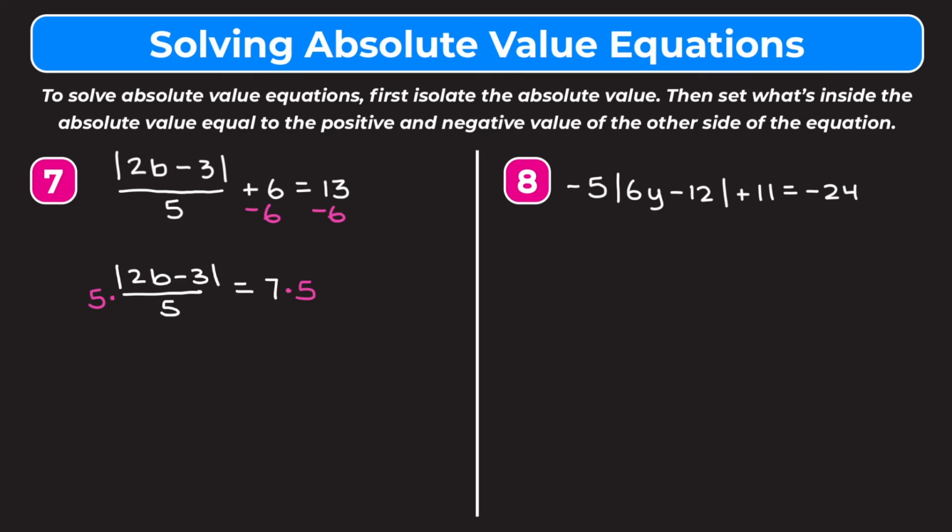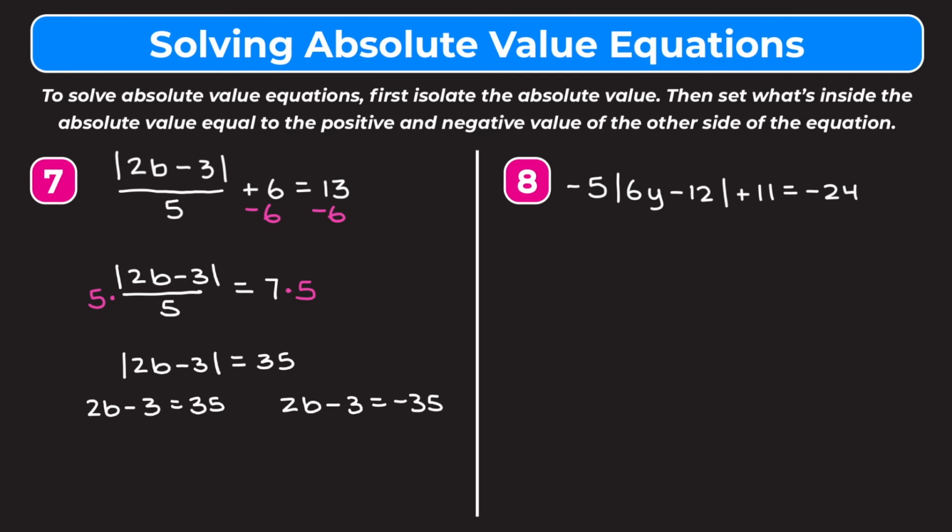And the 5's cancel out and turn to 1, so we're left with 2b minus 3 in our absolute value. And on the right, 7 times 5 is 35. And now we can make our two equations. So we're going to set what's inside equal to positive 35, and we're going to set what's inside equal to negative 35, and we're going to solve each equation separately.